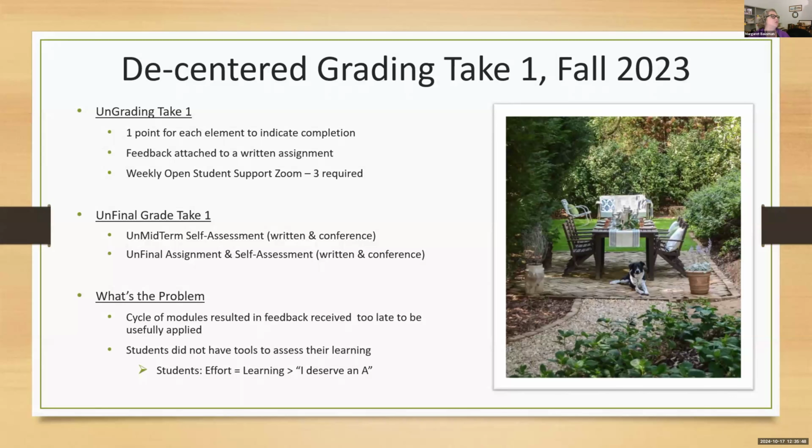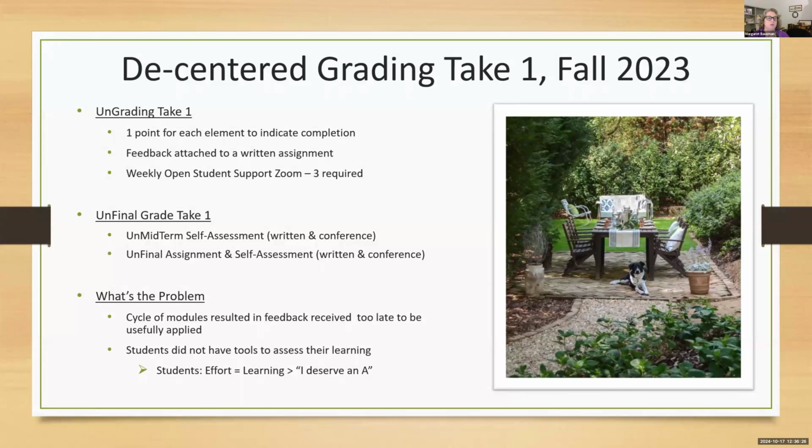Instead of doing the structured 2 points, 4 points, 6 points, everything just got a point. If you did it, you got a point. And then we gave feedback through one of the written assignments where there's a place to give feedback in Blackboard. And we continued to have our weekly open student support Zoom sessions. When we started thinking about how to engage students around grading, we wanted there to be a couple of opportunities for them to engage with us around this.